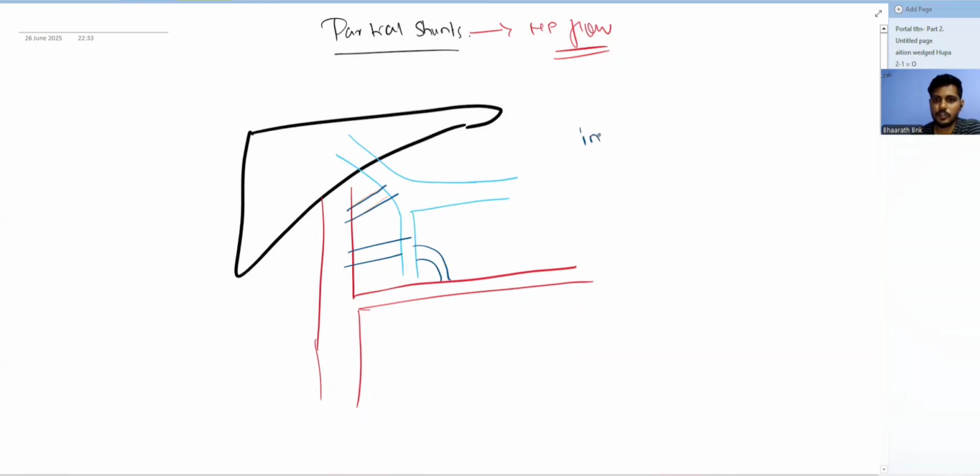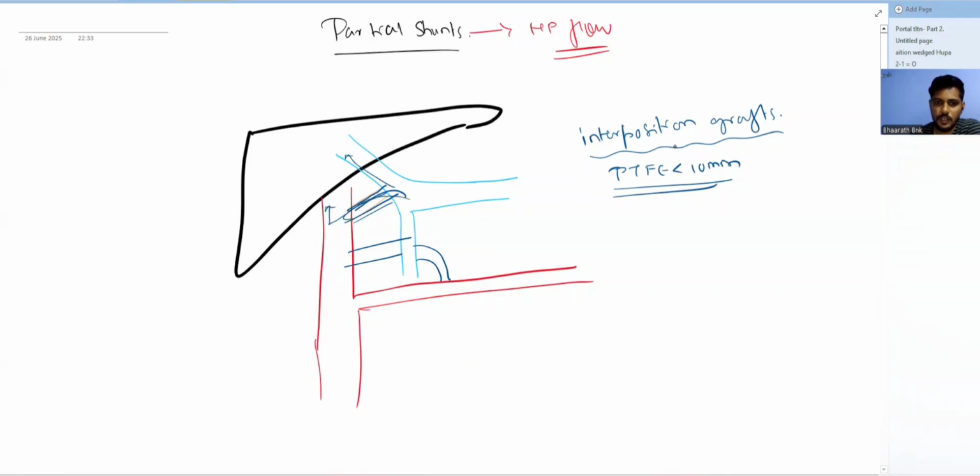So these are called interposition grafts. Initially, what they used to do is put a large diameter interposition graft. If the diameter is large, all the blood will come here and the hepatoportal flow will be lost. So they thought we'll put a small diameter graft. They use a PTFE graft of less than 10 mm, so that a little blood flows through here and a little blood flows through here. Because the blood is flowing through this pathway, it will provide effective decompression and still some amount of blood goes through the liver, so it is detoxified. So this is the interposition graft.